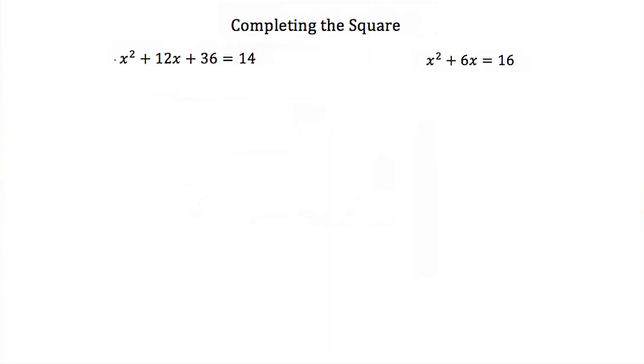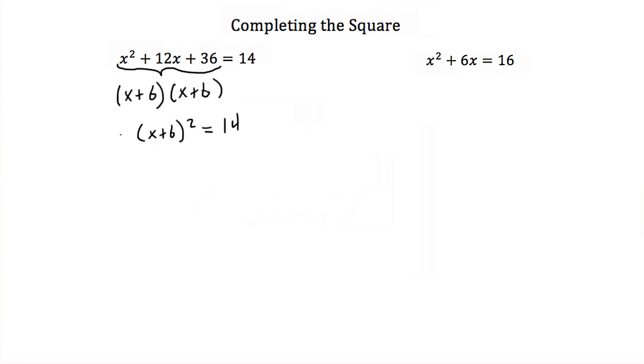Now say we had an expression x squared plus 12x plus 36 is equal to 14. Well, this x squared plus 12x plus 36 is actually a perfect square trinomial. This would factor into an x plus 6 times an x plus 6. Or you could write that as x plus 6 squared. And this is equal to 14.